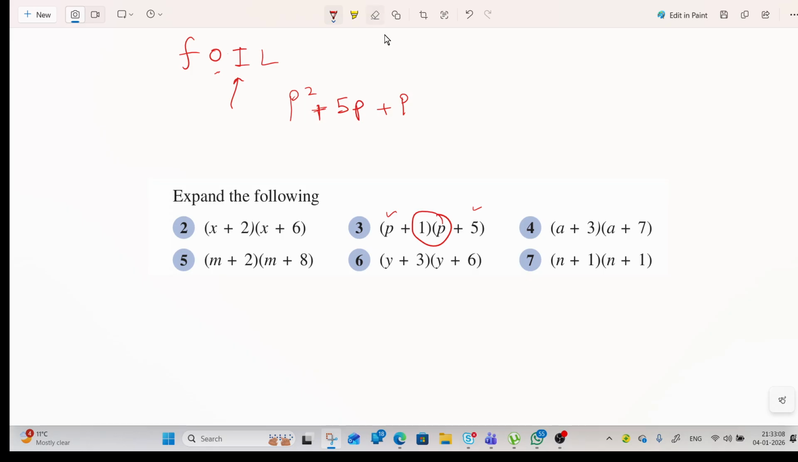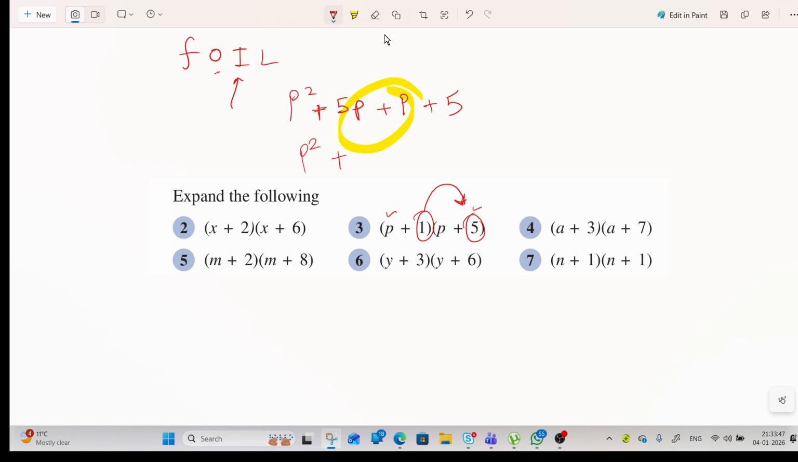Now last terms. The last term of each bracket is this and this, right? You are multiplying them, right? So 5. Now these two are like terms, so add them. What would you get? 5p squared.